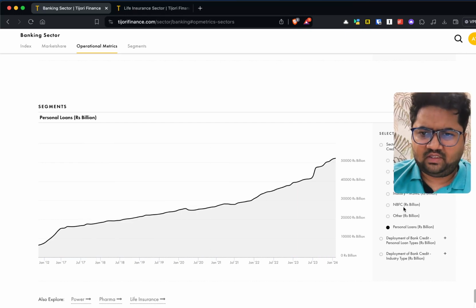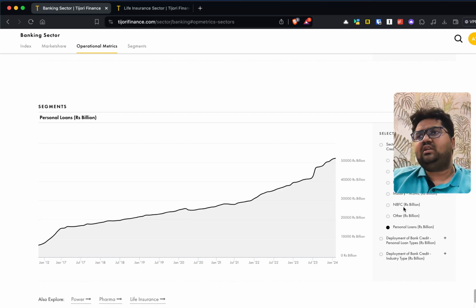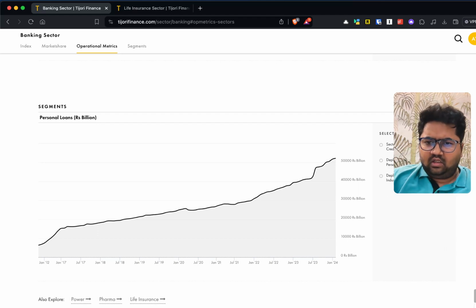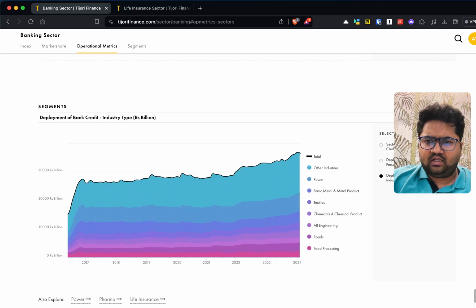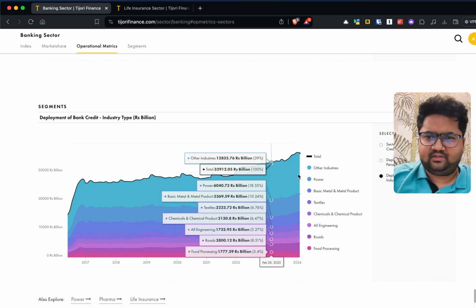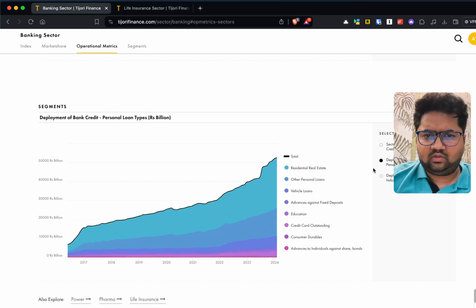So that's very interesting data, that people are taking more loans. Fundamentally, if you tie this with the data that credit cards are high, which is also a kind of loan, and these are personal loans, which are kind of liabilities. Deployment of bank credit is another parameter we can look at, the different industry types where the bank credit is going. Other is the highest, but then government would have also spent, so the spend would include government.